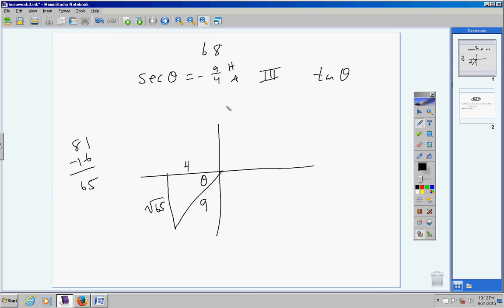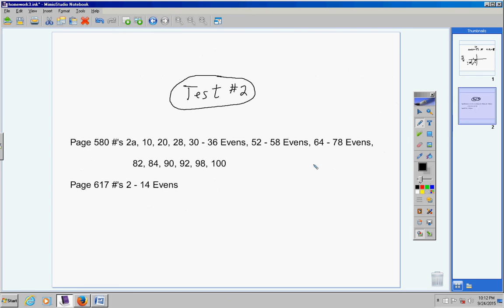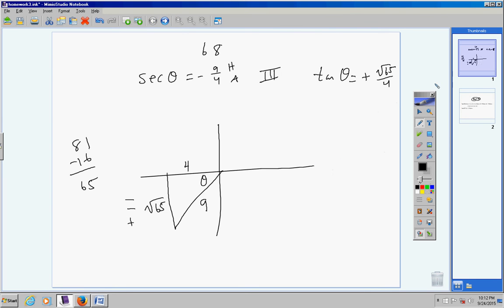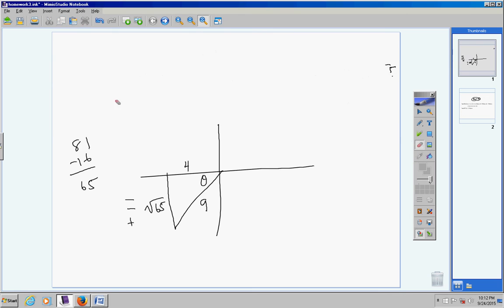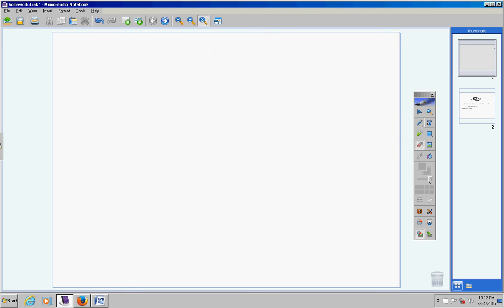This one was on your test, I believe. We just took, or a quiz, either way. Alright, so the sign sequence is negative, negative, positive, so tangent's going to be positive. Tangent of theta is opposite over adjacent, so square root of 65 over 4. Alright, moving on. Okay, moving on now to number 70.